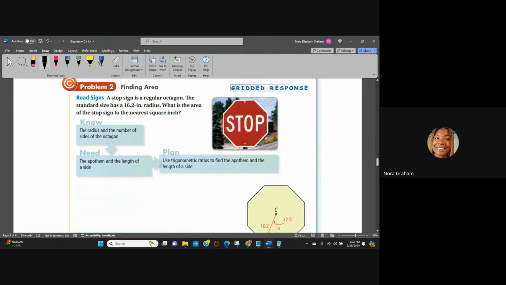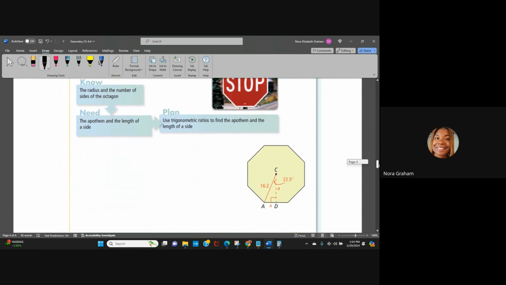So for this one, finding the area, a stop sign is a regular octagon. The standard size has a 16.2 inch radius. What is the area of the stop sign to the nearest square inch? So we're doing the same thing, except this time they're nice enough to give us the radius. So doing our steps again, it's easier when they have the diagram to give us. Right here, they were nice enough to give us this angle.